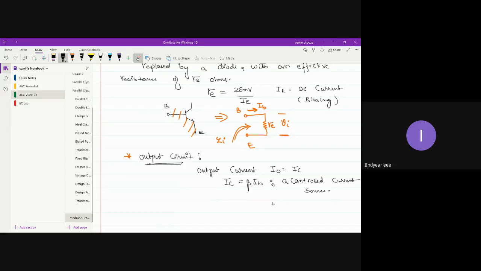We say in network analysis something like current controlled source, right? So value of IC is controlled by IB by a factor of beta. So on the output side, the C and E terminals can be replaced with a controlled source.